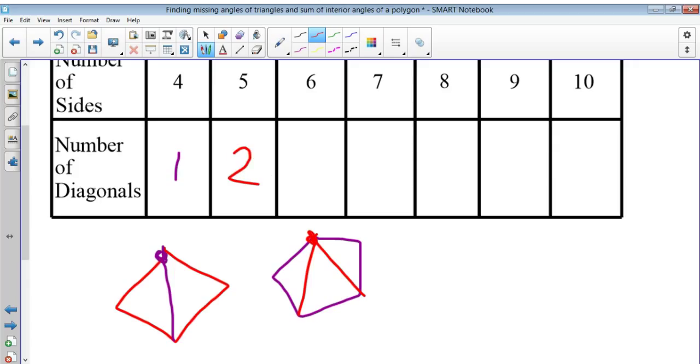Okay, let's do one with 6 sides. 1, 2, 3, 4, 5, 6. Ooh, not very good, but whatever. Yours can look whatever way. I'm going to go from this point here. So 1, 2, 3.